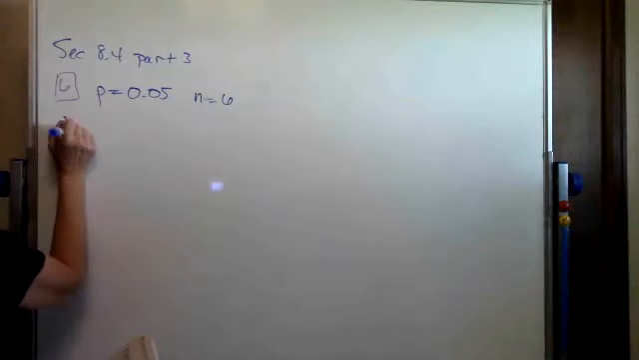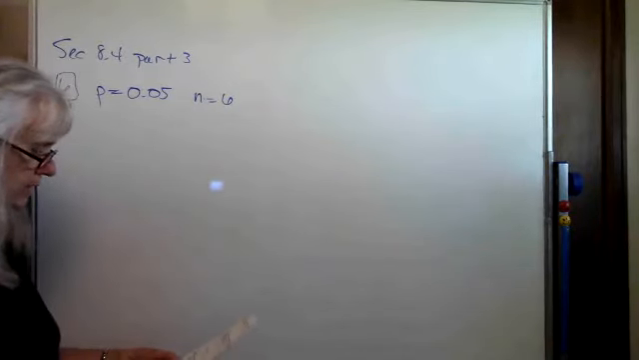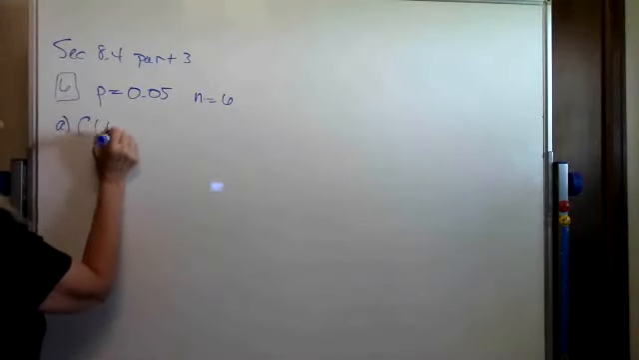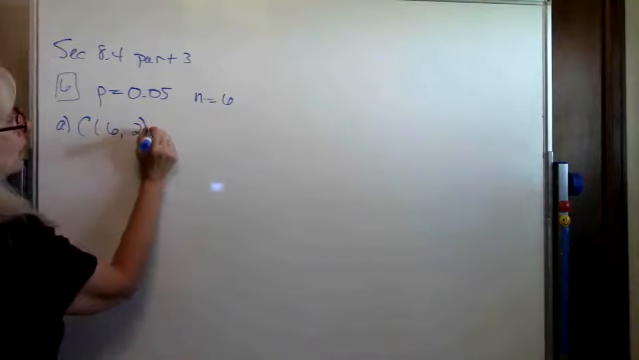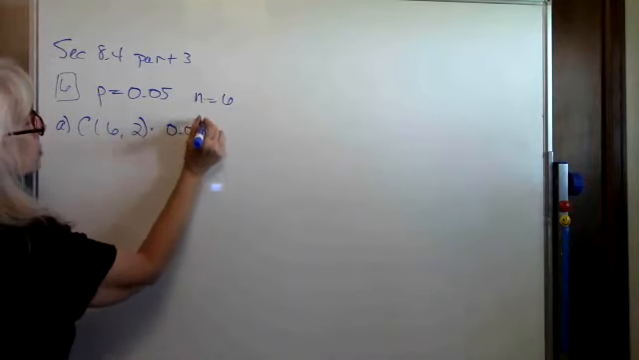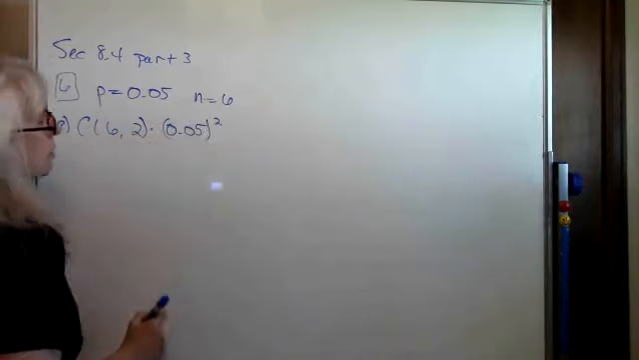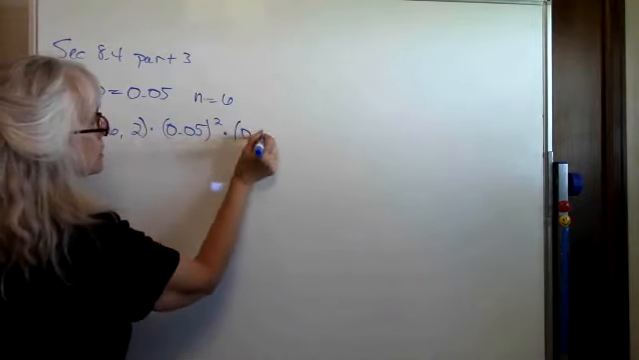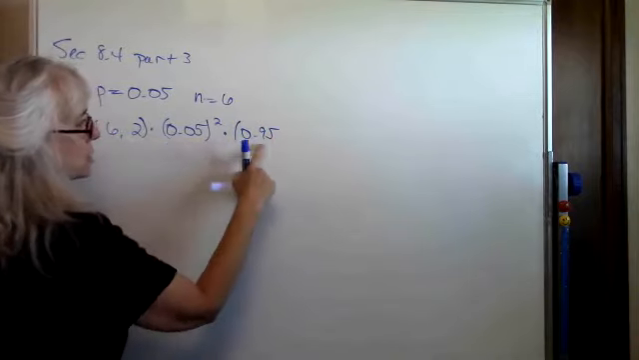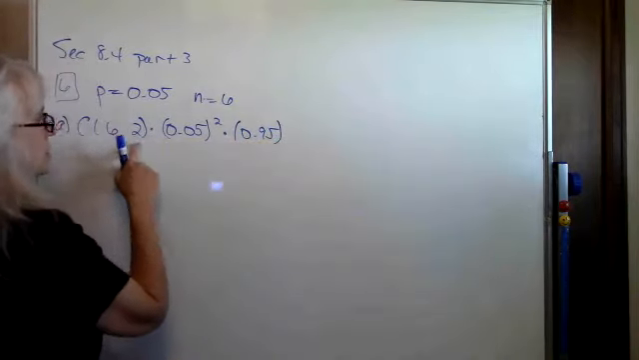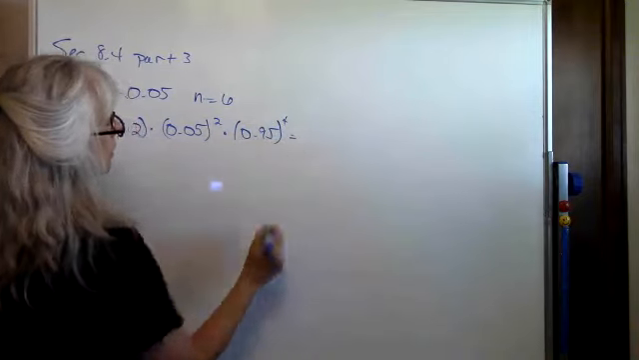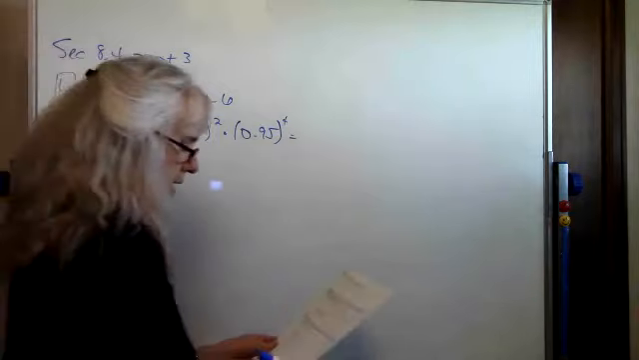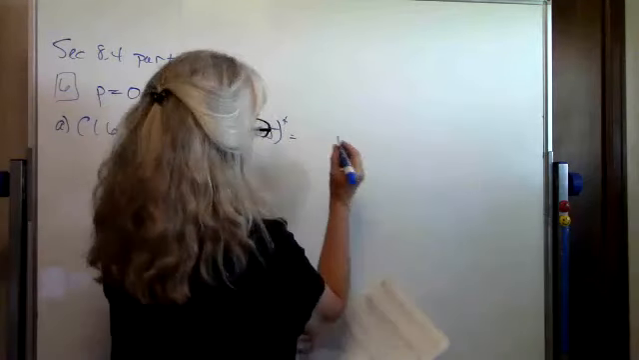Part A says, what's the probability that on a given day, exactly 2 robots are inoperative? So that would be the combination of 6 choose 2, times that probability that it's not going to work, raised to the second power, so 0.05 to the second power. And then we need the complement. So 1 minus 0.05 gives us 0.95. And the difference between the 6 and the 2 is 4. So the probability that exactly 2 of those robots are inoperative on a given day comes out to be 0.0305.